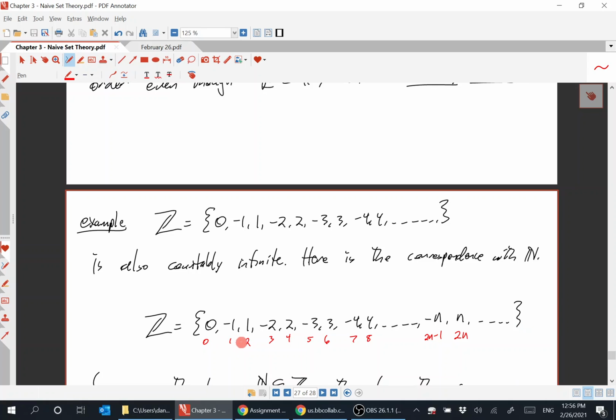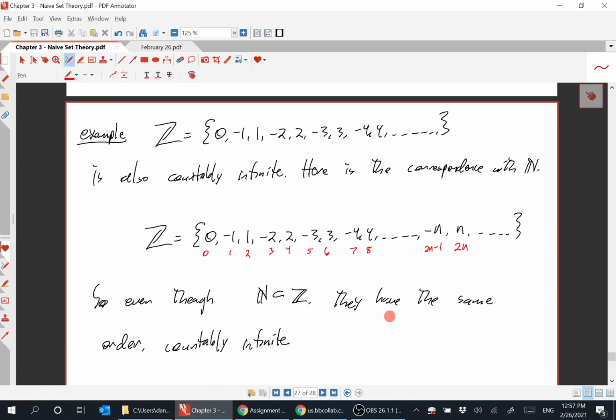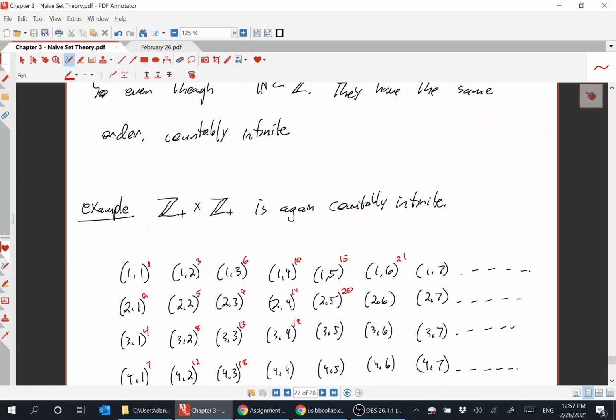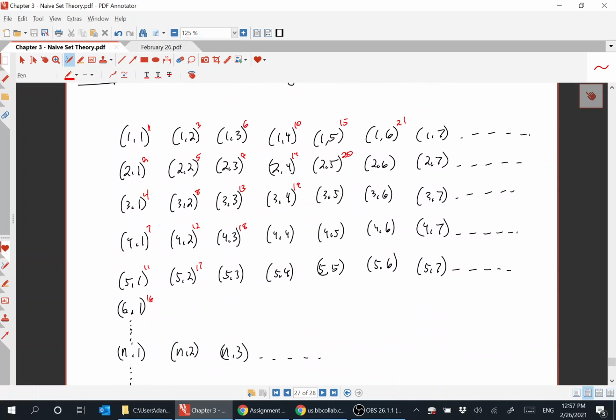The 0th element, 1st element, 2nd element, 3rd, 4th, 5th, 6th, 7th, 8th, and so forth. So Z, the set of integers, even though it properly contains the set of natural numbers, has the same cardinality: countably infinite. All right, here's the neat one. The Cartesian product of the positive integers, Z plus cross Z plus, is again countable, even though there's not really an obvious way to label those elements.